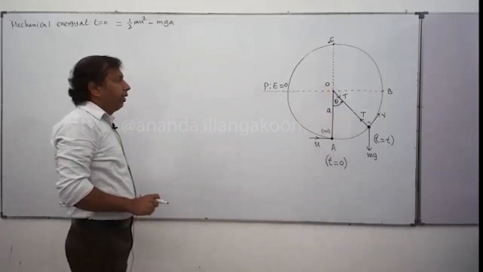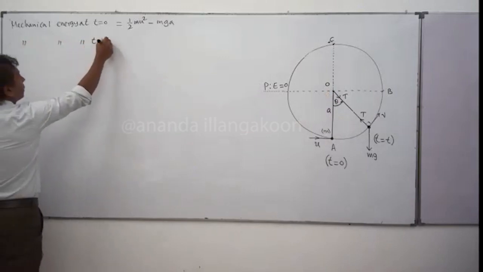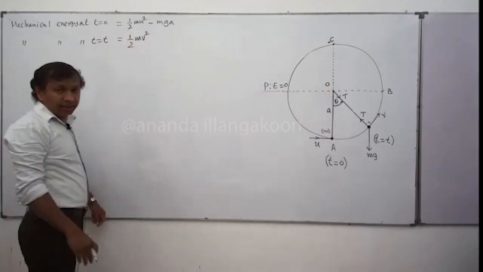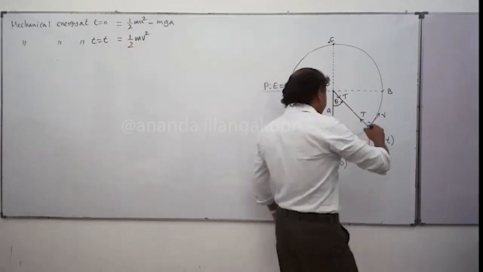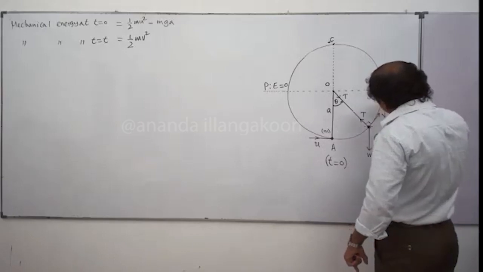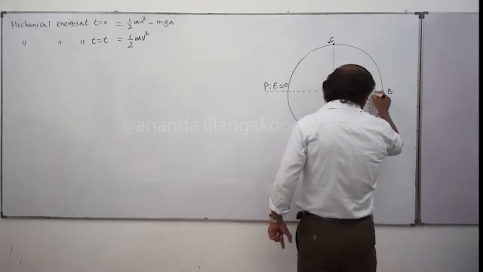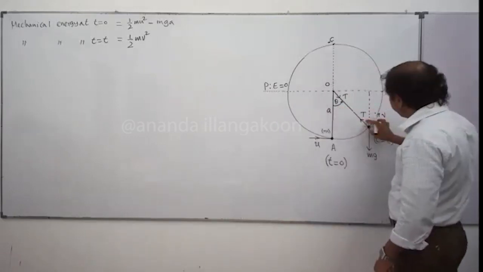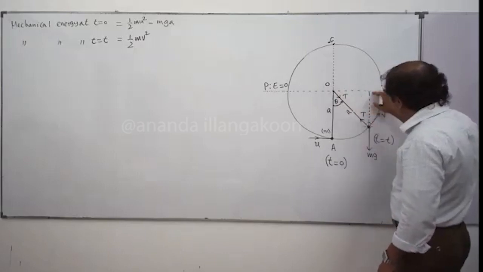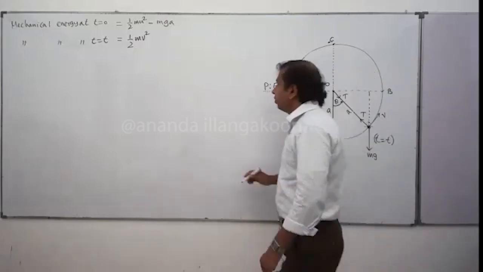Right. And the other one, mechanical energy at t equals T. It is half mv squared as the kinetic energy. The vertical height to this level, that is this height, no? If this is theta, this is also theta. This length is A, then A cos theta. Then we get minus mgA cos theta.